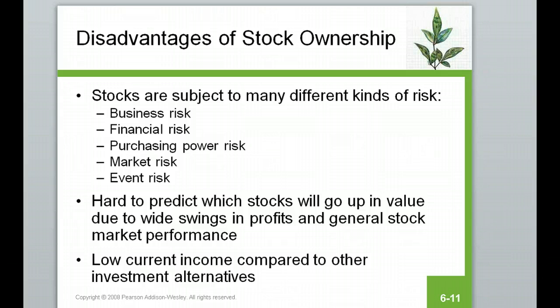Market risk is caused by factors independent of the firm that affect the returns on the firm's common stock. Such things as economic fluctuations, threat of war, and political factors affect market risk and therefore can have a bearing on the market price of a stock. The market itself has an impact on the price performance of a stock, which of course is what beta is all about. For example, stock beta is a measure of the extent to which a stock reacts to the market, and we'll be talking about beta a little later. And of course, you have event risk. We had that a few years ago with Honda. You had that tsunami and the nuclear reactor, which had an effect on the stock of Honda. Now, these are hard to predict, such as which stocks will go up in value, due to wide swings in profit and general stock market performance, and low current income compared to other investment alternatives.